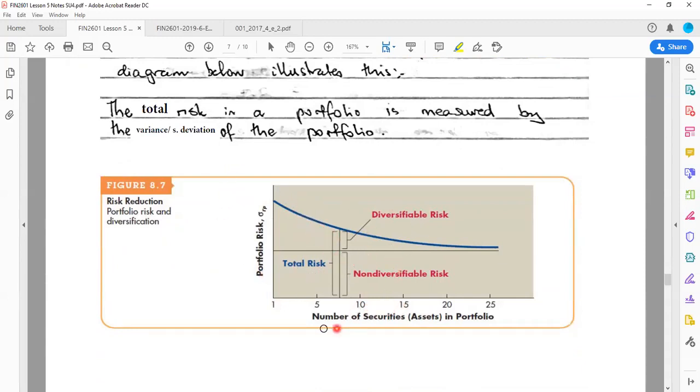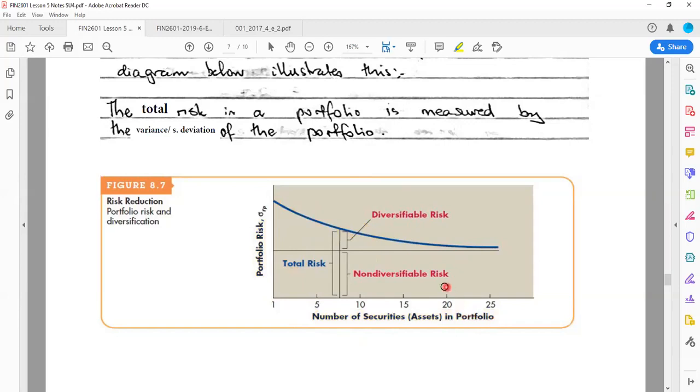This diagram below shows us that this side is the risk of the portfolio, and this is the number of securities or assets in the portfolio. This diagram is illustrating that the more assets we invest in a portfolio, the lower the risk becomes. You see this graph is going down. So it's showing us that the total risk keeps decreasing as we invest more and more assets in a portfolio.